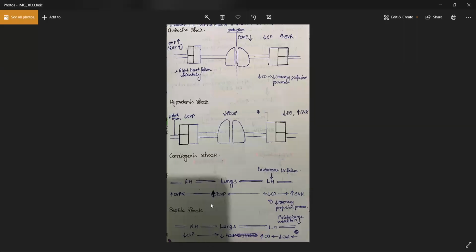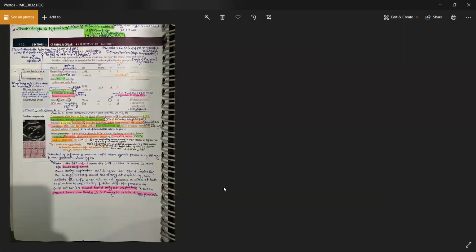In case of septic shock, you're having the disturbance in the venodilation and the vasodilation. So pressure here will be decreased and the pressure here will be decreased. This will decrease the pressure in the right heart and the lungs. And because of reducing the pressure in the arteries, you will have a high cardiac output. That would be everything.